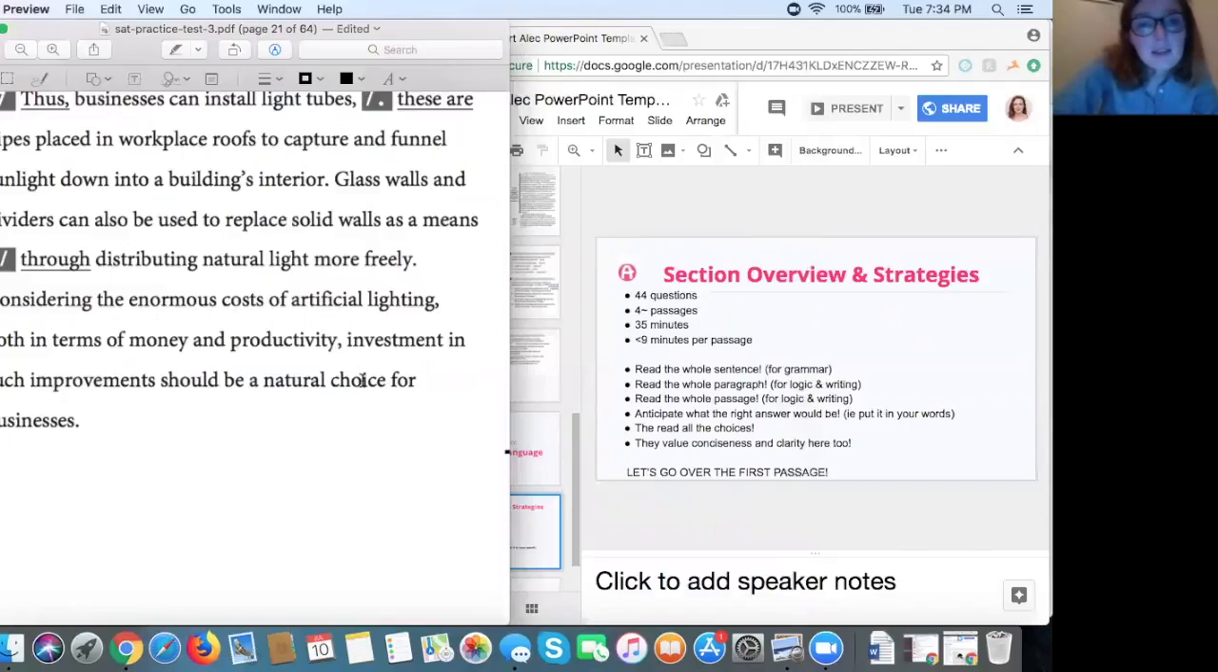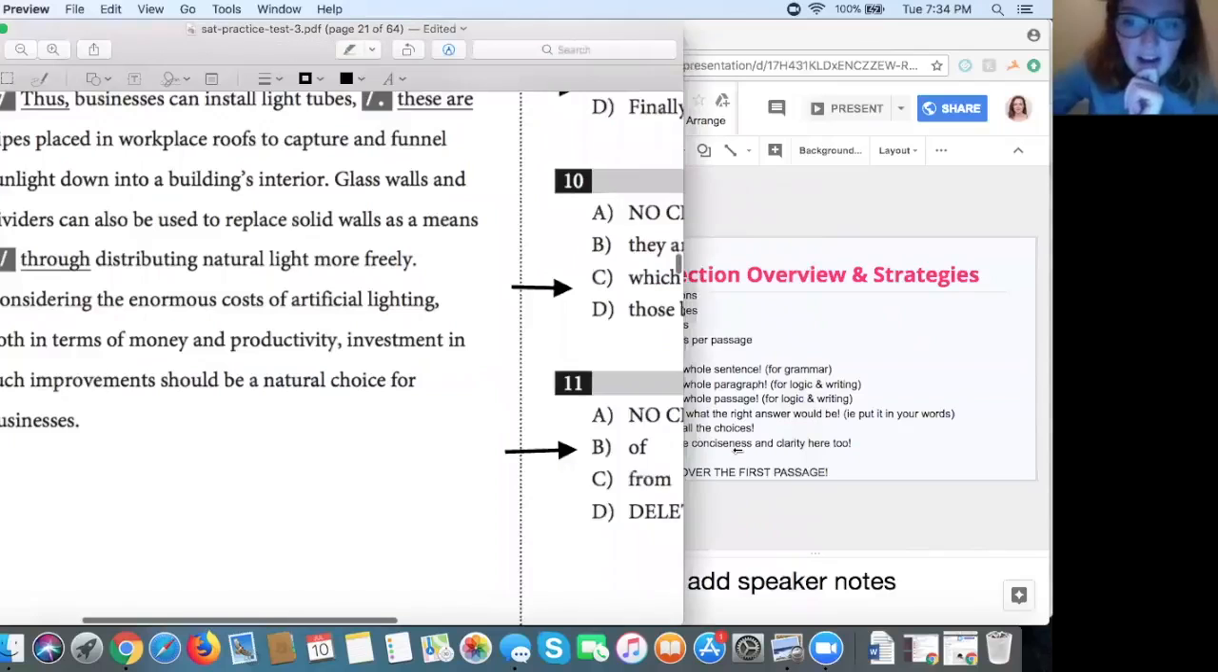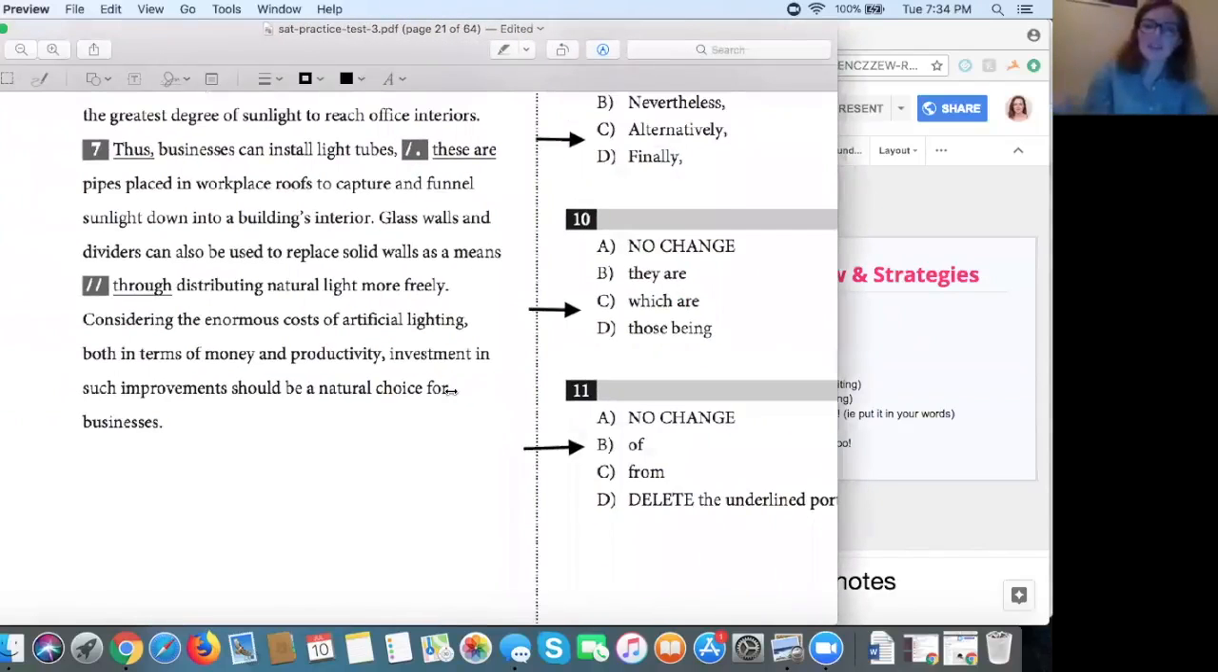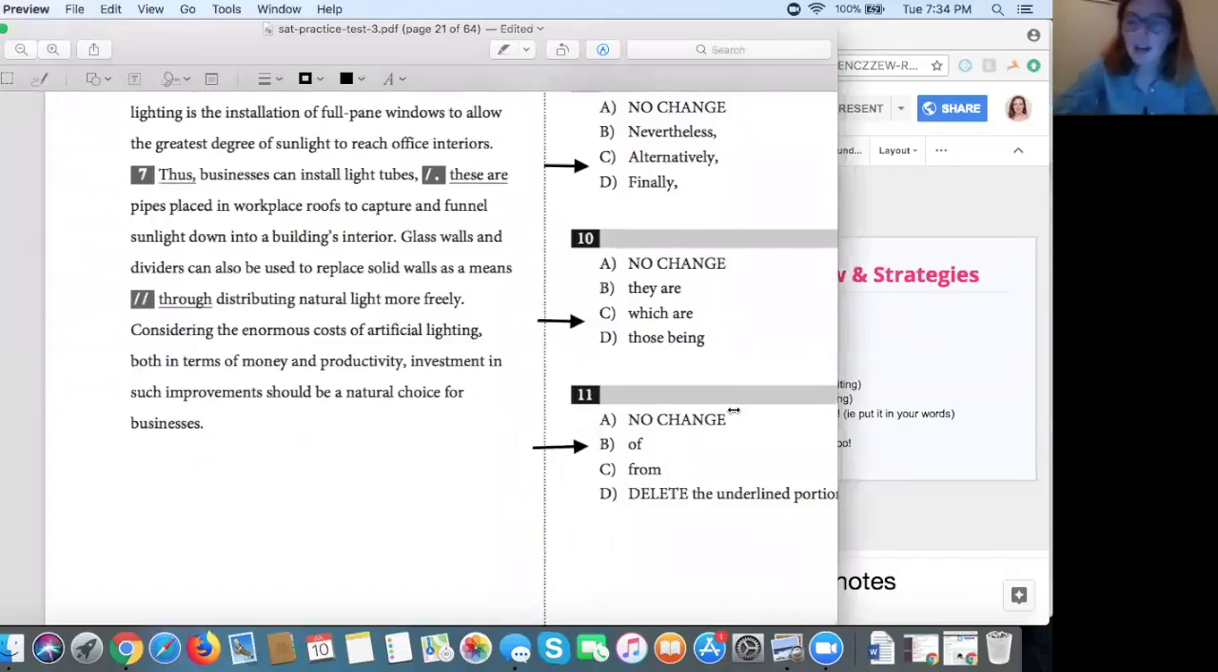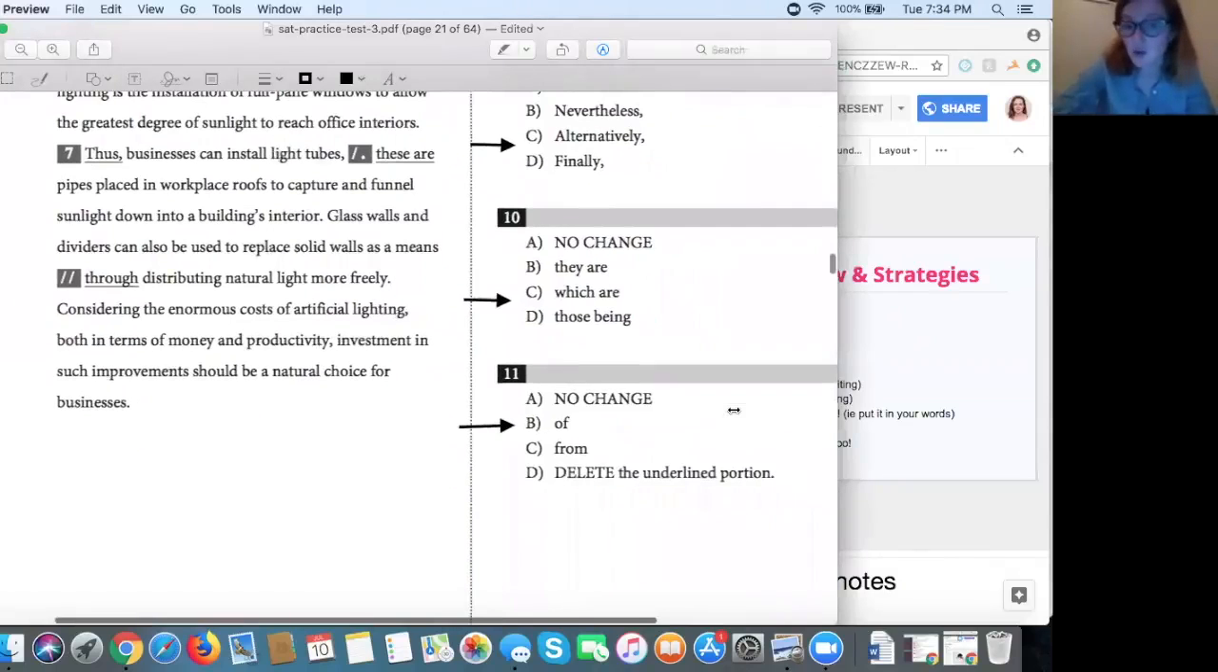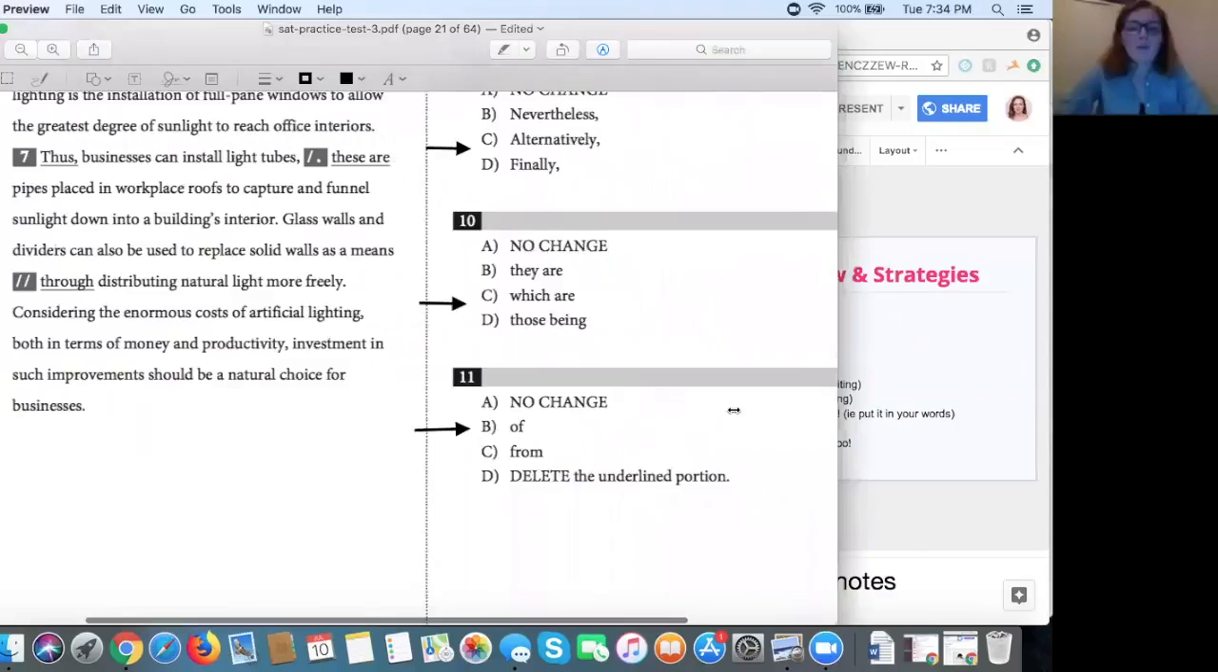As a means by which natural light is distributed more freely. What's something that I can say here? A means through, almost, close. I'll consider it, but I'll see, do I have a better option that can achieve the same thing? I have of, yay, a means of distributing. That I read that and I know that sounds so much better.